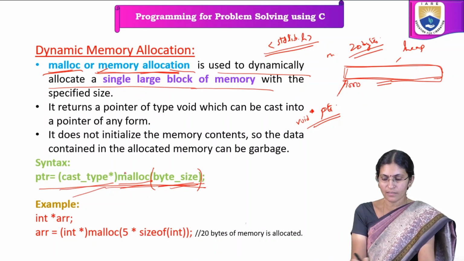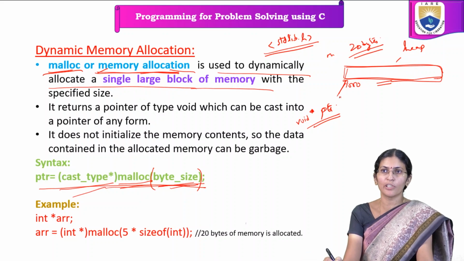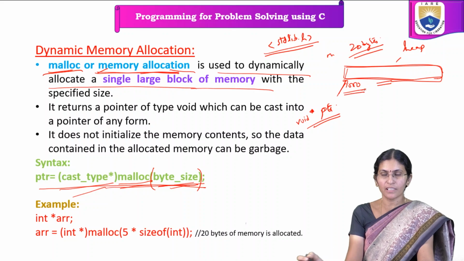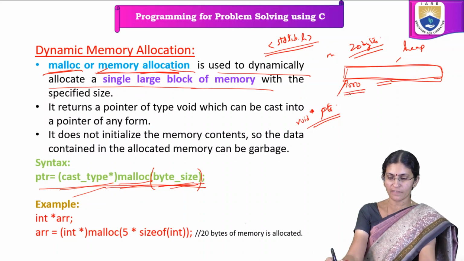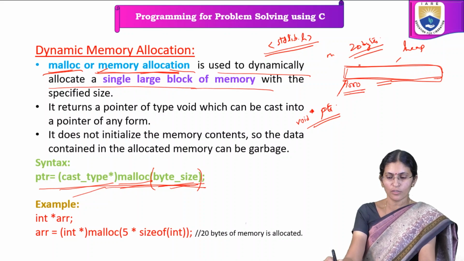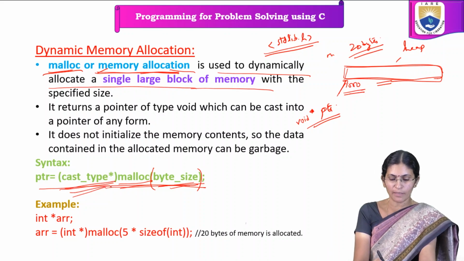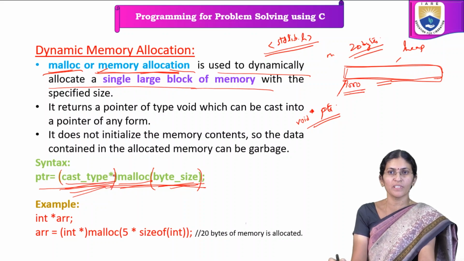After allocating memory in the heap segment, it will return a void pointer. That means it will return a pointer pointing to the base address, the starting address of the memory which is allocated. It returns a void pointer because it doesn't know what type of data will be stored in this memory. Therefore we need to typecast it. In order to typecast it, this is the syntax. Inside the braces we need to write the specific type.